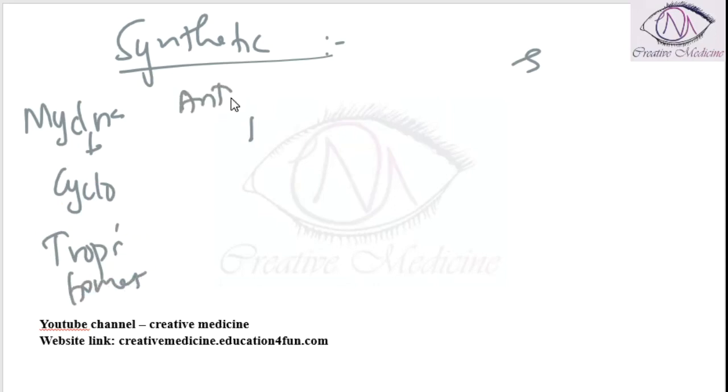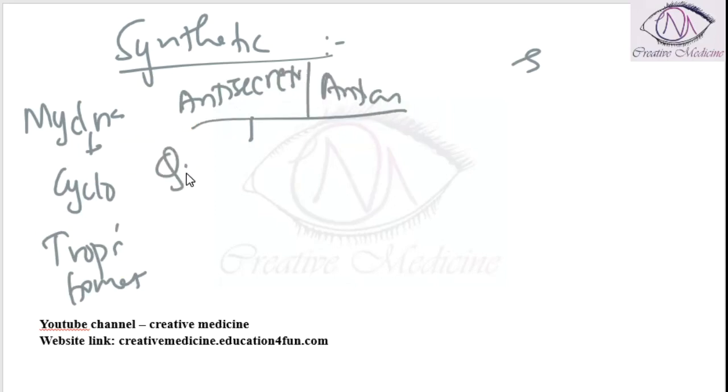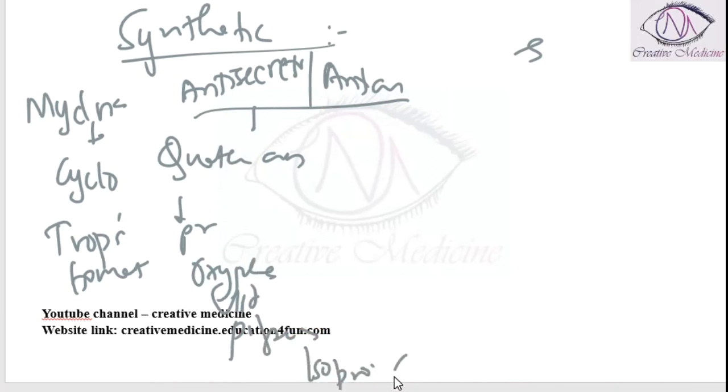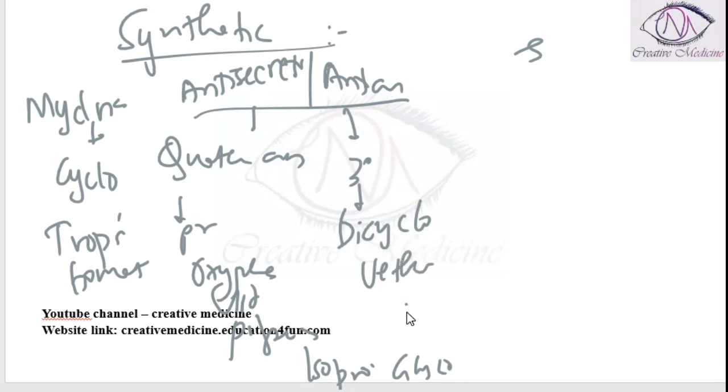We have antisecretory and antispasmodic agents. Antisecretory and antispasmodic agents are quaternary amines like propantheline, oxyphenonium, clidinium, pipenzolate, isopropamide and glycopyrrolate. Then we also have tertiary amines like dicyclomine, valethamate, and pirenzepine.